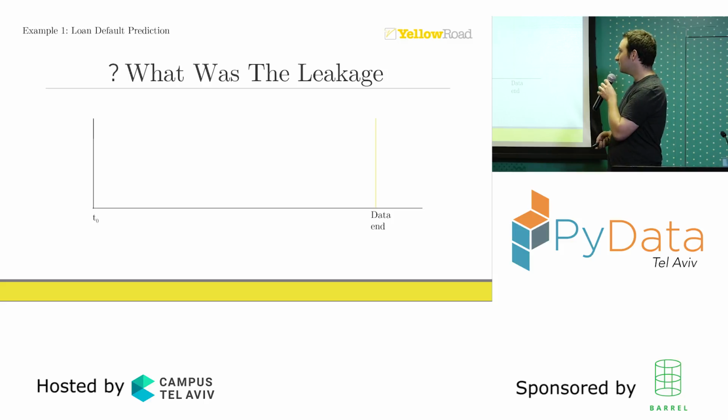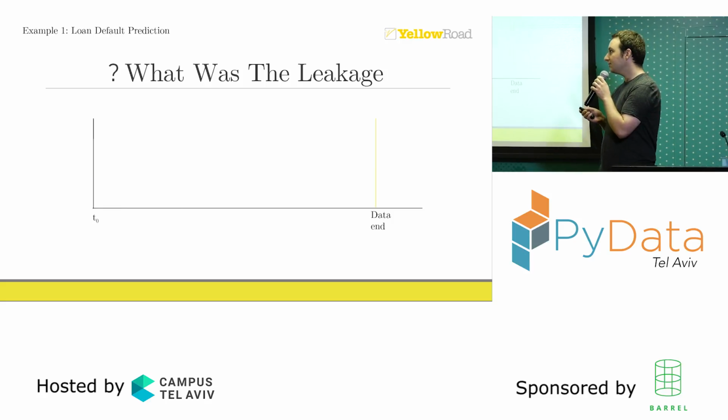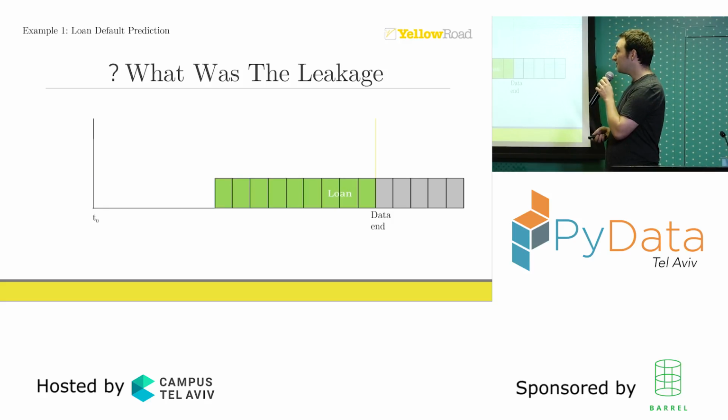So what was the leakage? We had data from only 18 months, so we had a problem with the long-term loans. We had loans like this one that ended inside the data set, so obviously we could use them. We had loans like this one that so far were good loans, but we don't know what will happen next, so we can't use them.